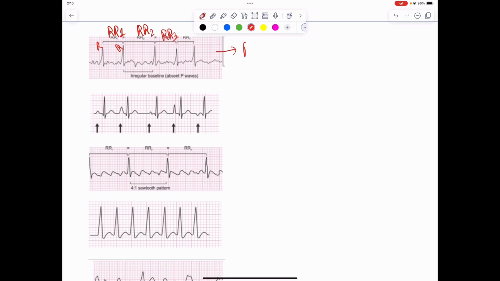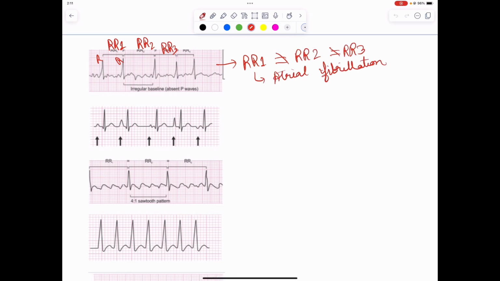So what is happening here is that RR1 is not equal to RR2, which is not equal to RR3. So what does it indicate? This is the characteristic of atrial fibrillation. Now remember, since the RR intervals are unequal, this is linked to atrial fibrillation. One thing you will note is that the disorder here is a rate and rhythm disorder. So what drug will we give?